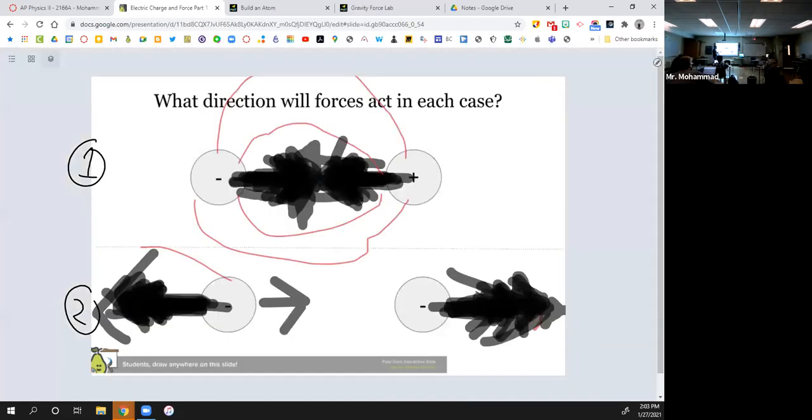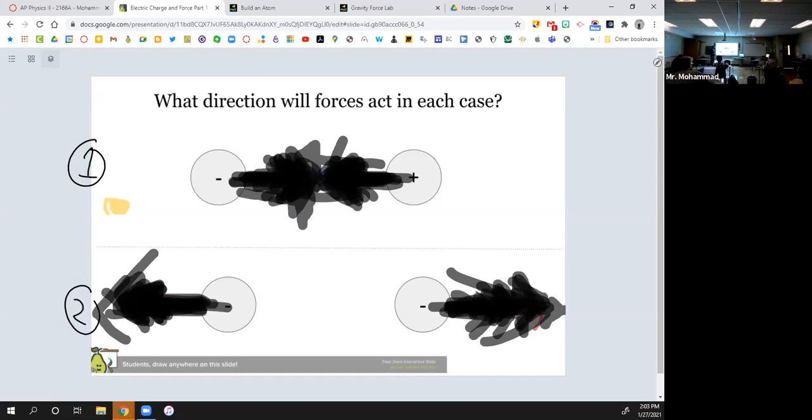Okay, so very, very good. Now, majority have the opposite charges attracting and the like charges repelling. No, you don't have to erase your electric field, your isolines. We'll eventually talk about those on Monday. But again, basic idea, like charges repel, opposite charges attract. That is as basic as we can get.